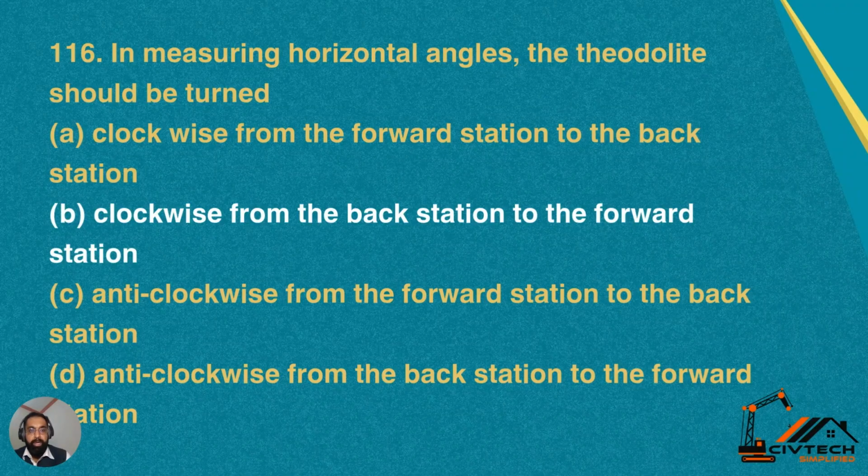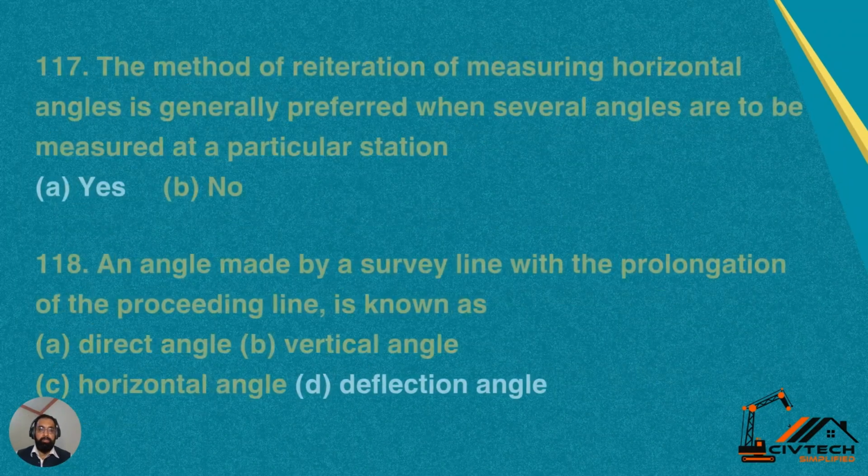116. In measuring horizontal angles, the theodolite should be turned: option A, clockwise from the forward station to the back station; option B, clockwise from the back station to the forward station; option C, anti-clockwise from the forward station to the back station; option D, anti-clockwise from the back station to the forward station. So B here is the correct option. In order to measure a horizontal angle, the theodolite should be turned clockwise from the back station to the forward station. B is the correct answer.